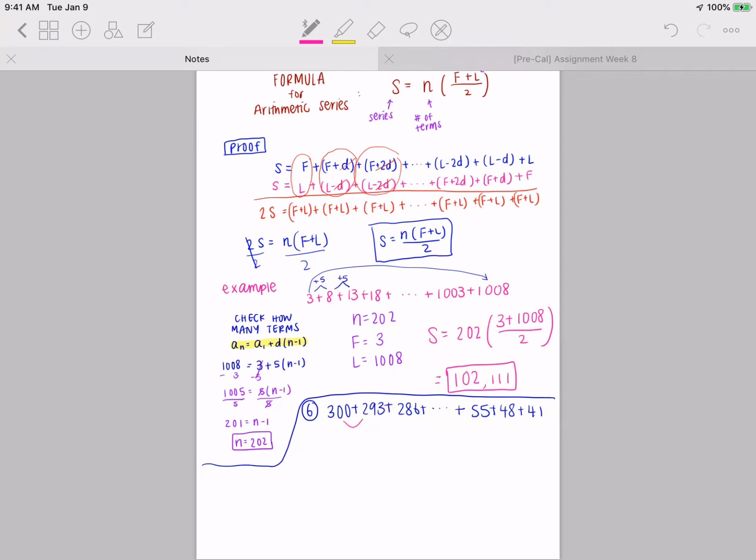First off, what's the pattern like? How do we go from 300 to 293? That's adding a negative 7. Does that apply to the next one? Yes, it's still adding a negative 7. So I'm going to go ahead and check how many terms we have. Check number of terms.